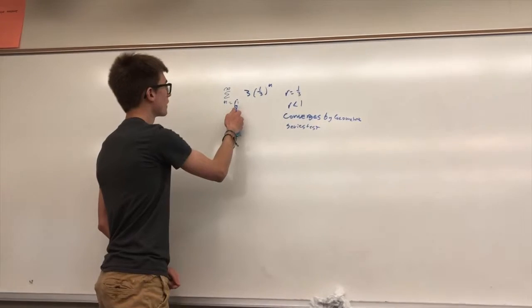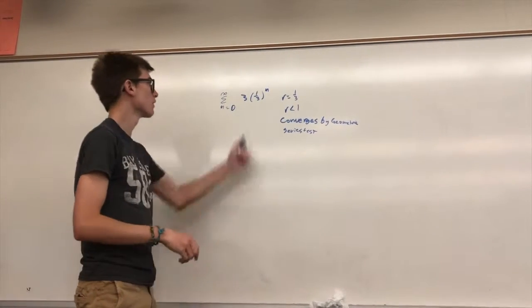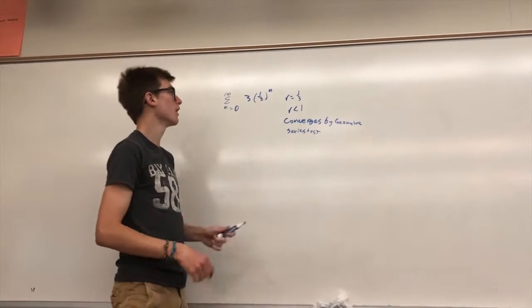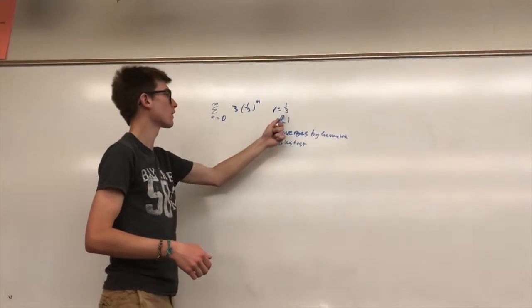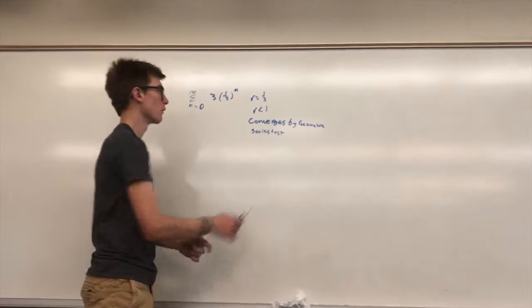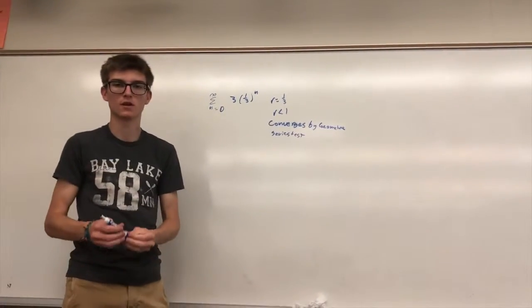Okay, so here we have this geometric equation, 3 times 1/3 to the n, and so basically this is just going to be r, and so r equals 1/3. Since r is less than 1, it converges by the geometric series test.